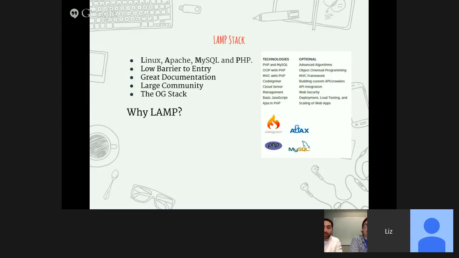Great documentation, essentially, because it's so old and there's so much support. Right. All of these technologies, Linux, Apache, MySQL, PHP, are all descendants of maybe earlier technologies, but in particular, those things started to come together basically in the mid-90s. I mean, it's a mature platform, basically.